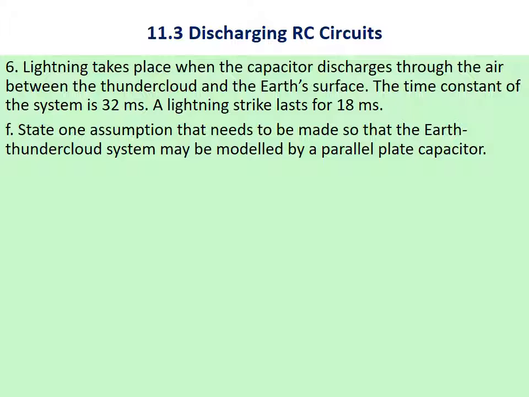Okay, so this requires a little bit of critical thinking. State one assumption that needs to be made so that the Earth thundercloud system may be modeled by a parallel plate capacitor. There are several assumptions. You can look at your equation first of all, C equals epsilon times A over D. We need to assume some things are constant about the situation. You can choose, maybe the distance should stay constant. Maybe we have to assume that the thundercloud and the surface of the Earth are totally parallel. There are several assumptions that can be made. This is a 1-mark question.